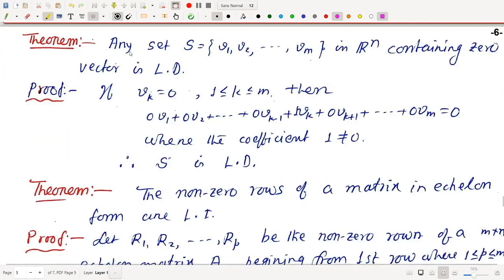So, another theorem: any set S of vectors v1, v2, ..., vm, m vectors in R to the power n, containing the 0 vector is linearly dependent. Means if a set contains the 0 vector, it is surely linearly dependent, it cannot be linearly independent.